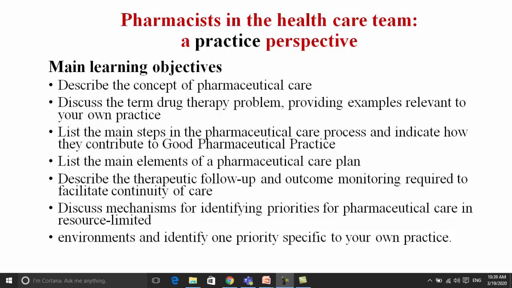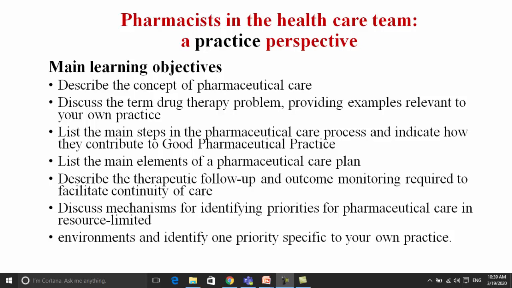Then we will list together the main steps in the pharmaceutical care process, and then we will indicate how these steps will contribute to good pharmaceutical practice, to providing good pharmaceutical care. After that, we will list the main elements of a pharmaceutical care plan. Then we will describe the therapeutic follow-up and outcome monitoring required to facilitate the continuity of care provided to the patient.